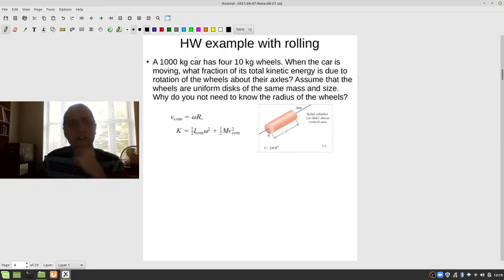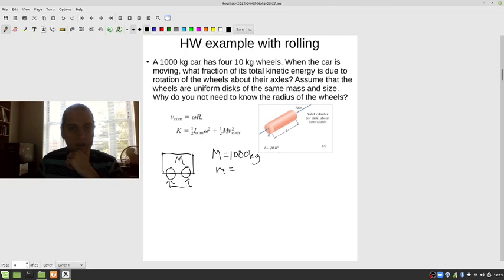Okay, so this says we have a 1,000-kilogram car that has 4 wheels. Okay, so we have 2 different masses we need to worry about in this problem. We've got the mass of the car, which is 1,000 kilograms, and we've got the mass of the wheels. Okay, and that little m is 10 kilograms. And it asks the question, when the car is moving, what fraction of its total kinetic energy is due to the rotation of the wheels about their axles? Assume that the wheels are uniform disks.